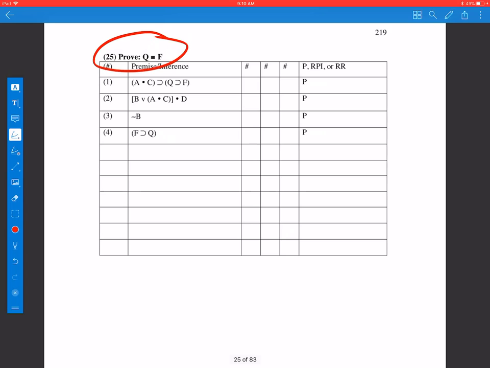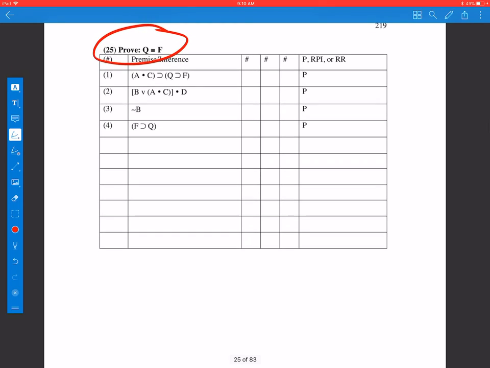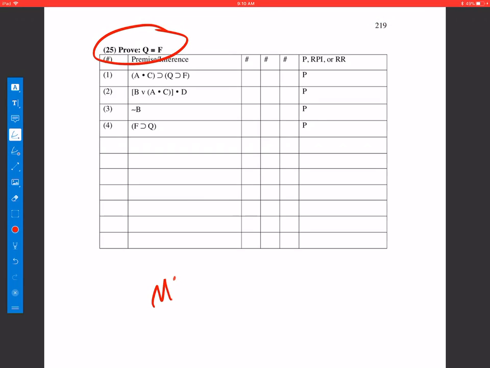Right now we're working on this problem here. Prove Q if and only if F. Looking at the premises, we don't see any biconditionals whatsoever, so we're going to have to make our Q if and only if F through the rule material equivalence, and we have two options.